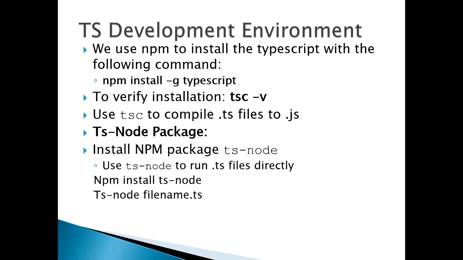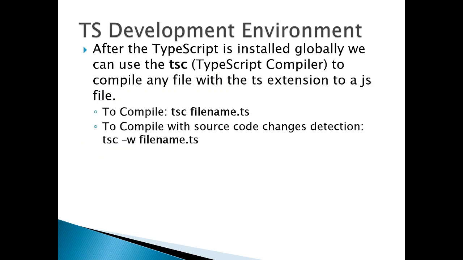If you don't want to do these two steps, you can do it in one step. You need to install ts-node. When you install ts-node, you can use its command to run the file. So ts-node will run the TS file directly. Actually, in the back end, it will transpile into a JS file and run the JS file. The actual process is the same, but in a single step. So it's up to you. You can use any of these mechanisms.